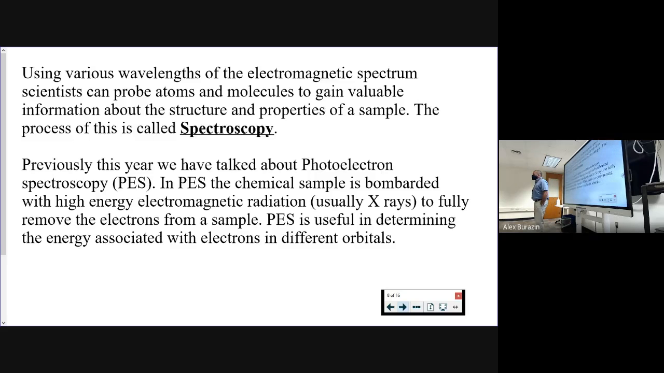Okay? Way back in Unit 1, which I have a hunch you don't remember anymore, we talked about PES, photoelectron spectroscopy. We did. I promise we did, whether you believe me or not at this point in your life. And when we talked about that, that was a type of instrument.